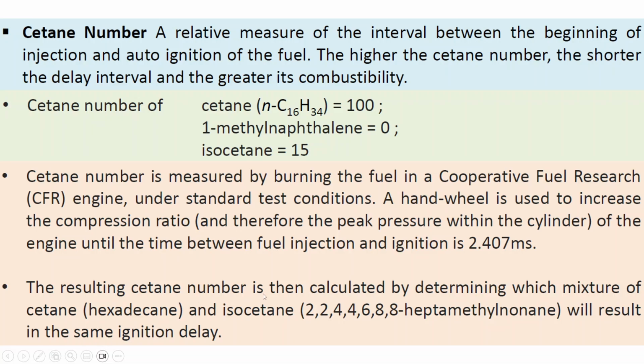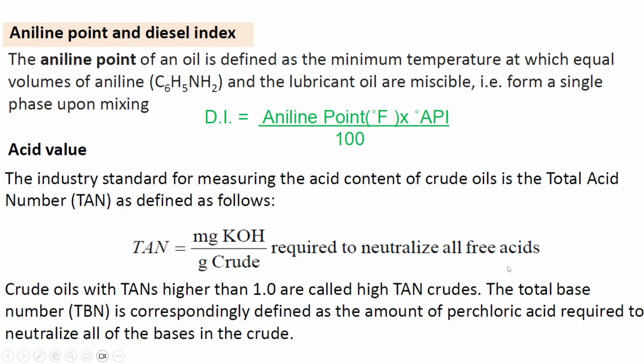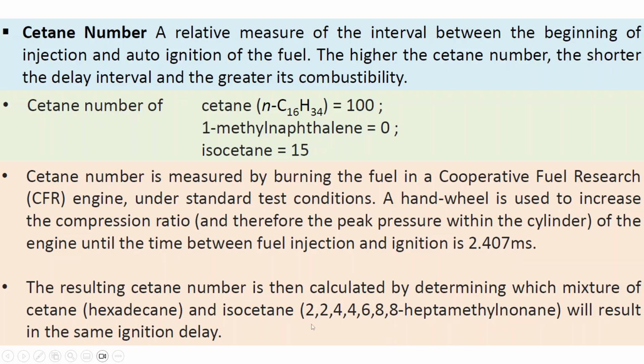The resulting cetane number is then calculated by taking a mixture of cetane and one methyl naphthalene and following the same procedure until the time between fuel injection and ignition is 2.47 milliseconds, and that would be the cetane number of this fuel.